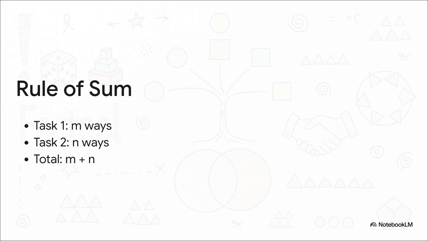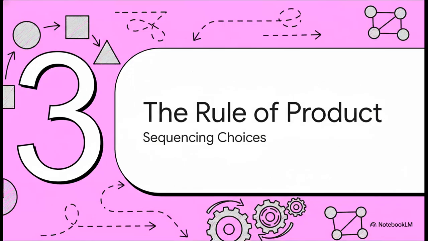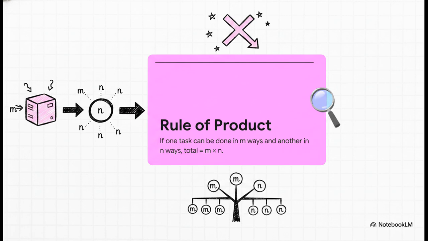But what happens when our tasks don't stand alone? What happens when our choices actually start interacting with each other? Let's move on and see how this builds. Section 3. The Rule of Product. The rule of product tells us if one task can be done in m ways and another in n ways, the total equals m times n.